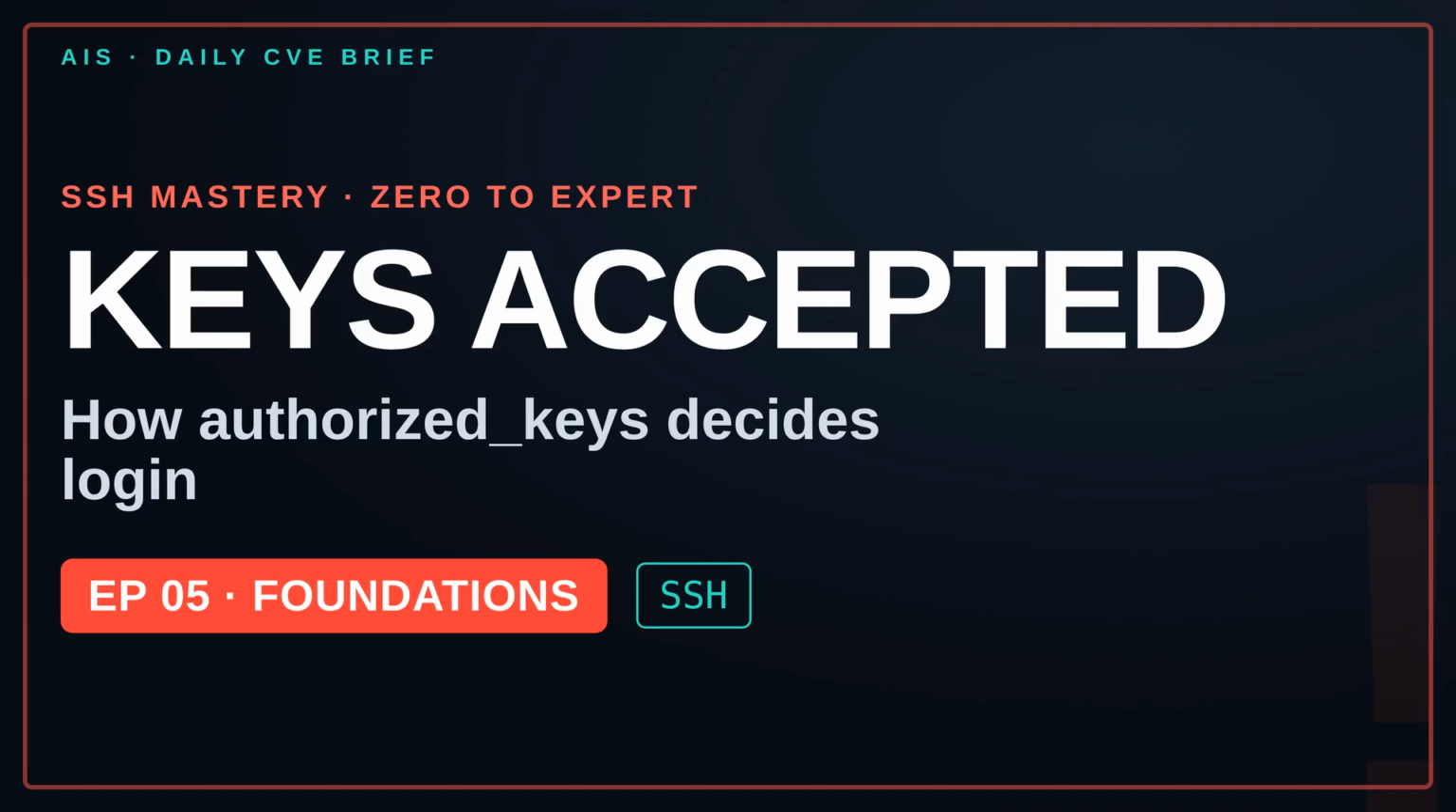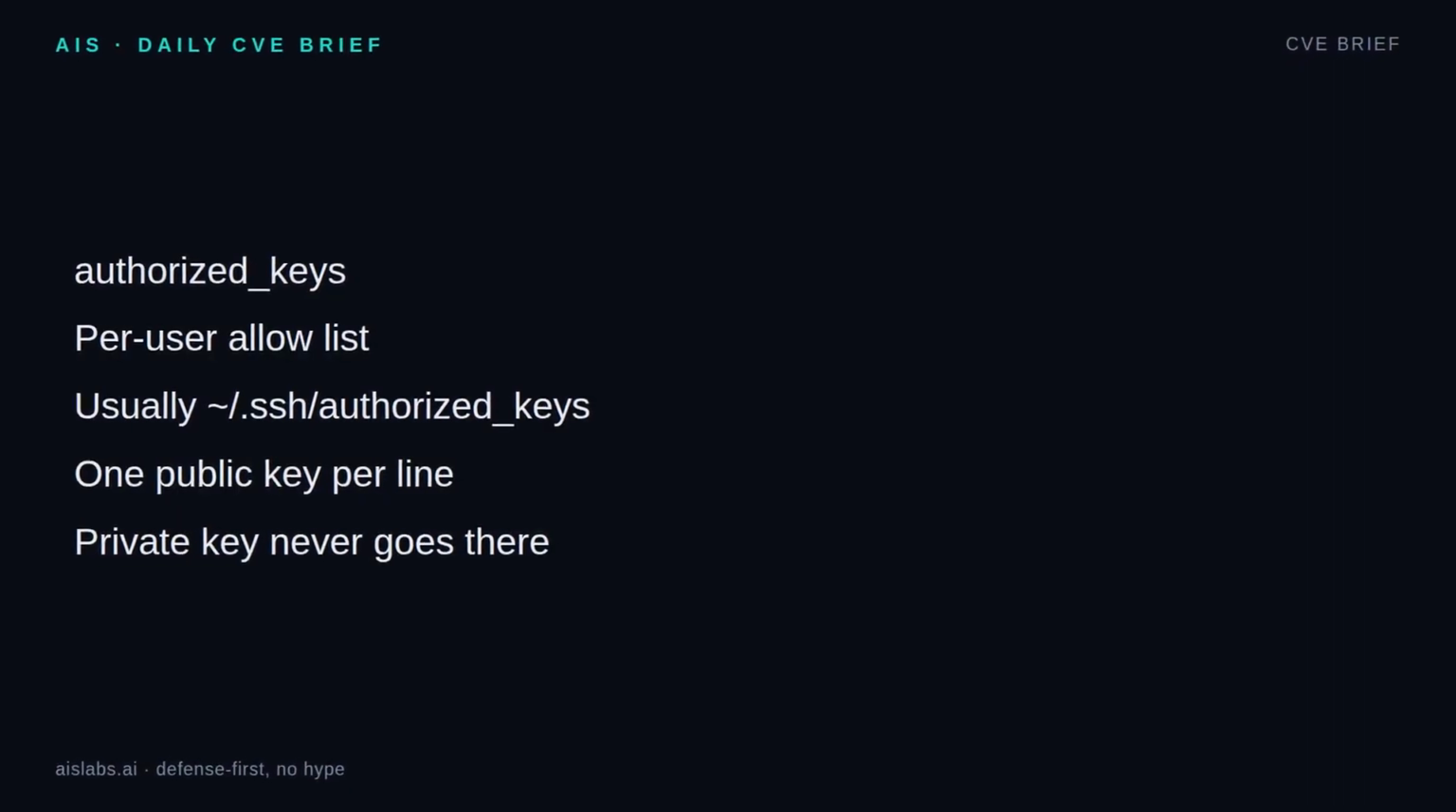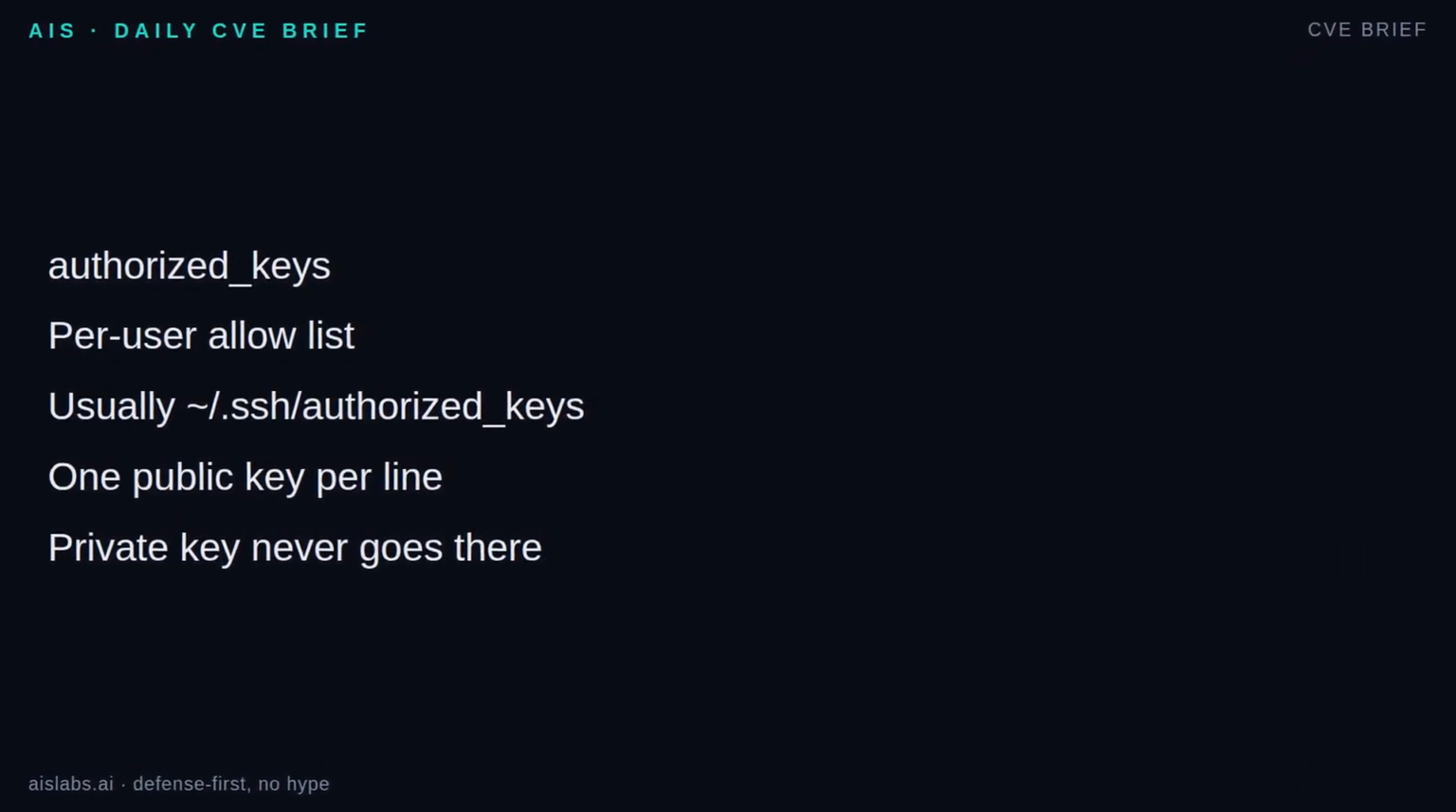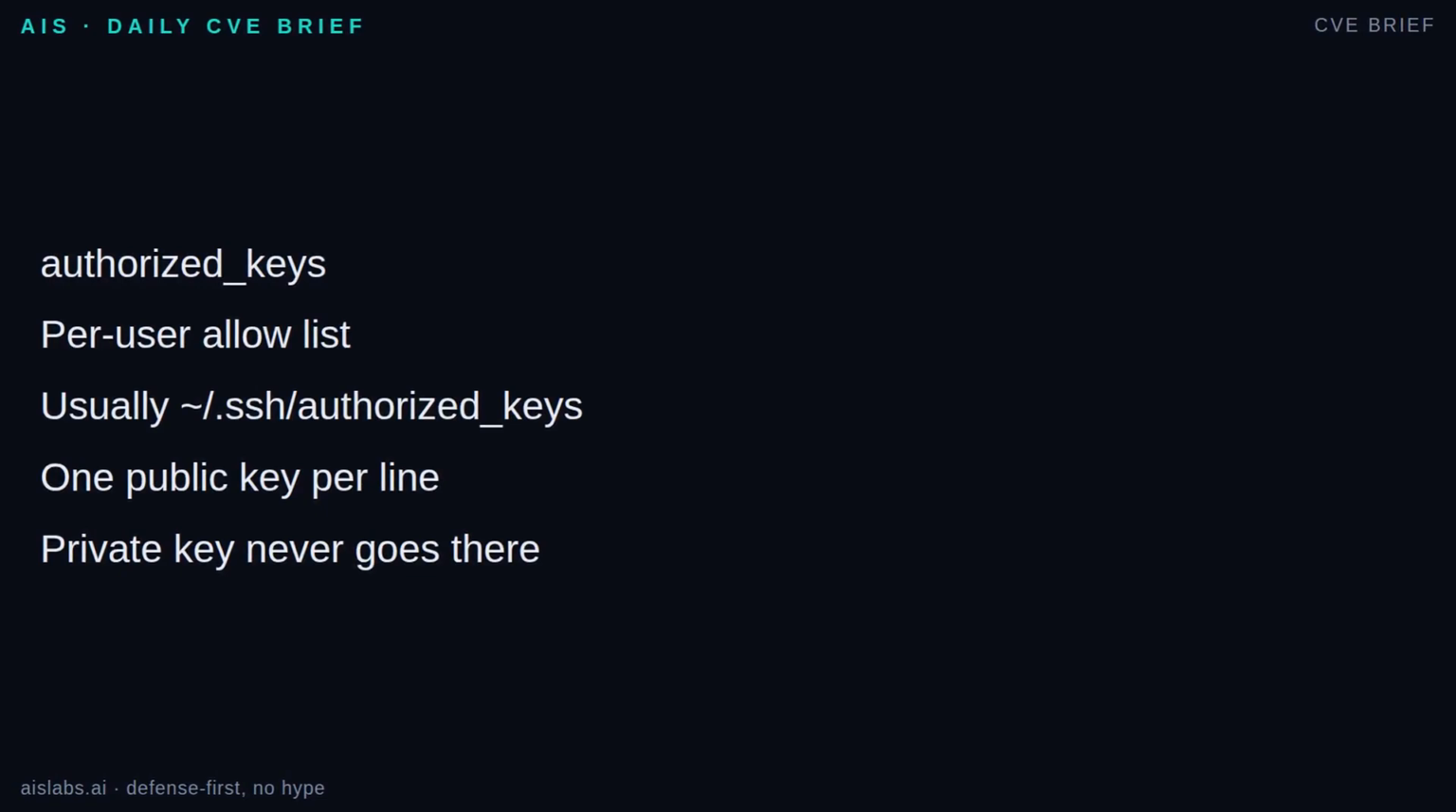Today we are not just fixing one login, we are learning the exact decision SSHD makes when it accepts, ignores, or rejects your public key. The file named authorized keys is a per-user allow list. If you log in as deploy, SSHD checks deploy's home directory, usually deploy's .ssh directory, and then the authorized keys file inside it. Each line is one public key that is allowed to authenticate as that account.